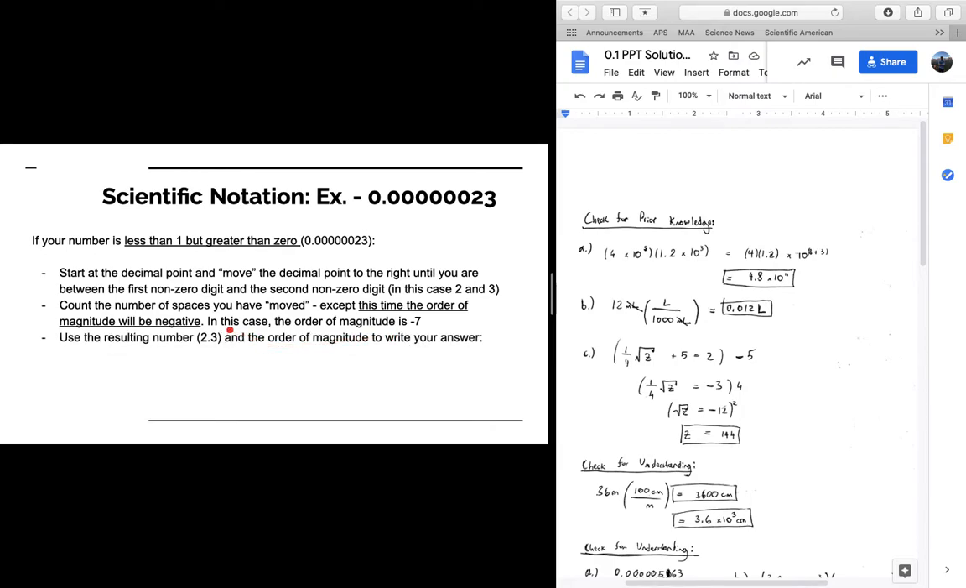The resulting number we attain after moving our decimal place is going to form our mantissa, so 2.3 will be our mantissa in this case, and the order of magnitude will be negative 7, so we can use that to write our number in scientific notation. 0.00000023 equals 2.3 times 10 to the negative 7th.